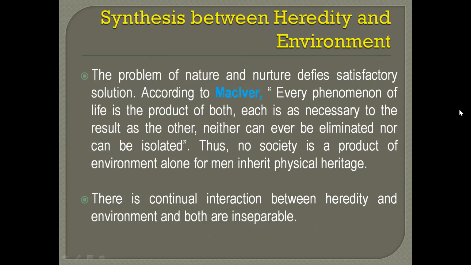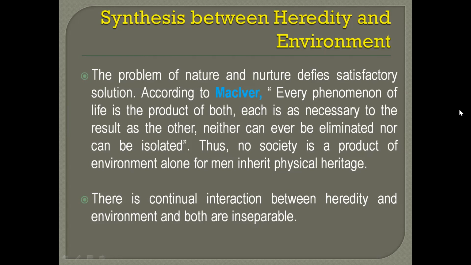Now, the synthesis between heredity and environment. No one can deny the importance of both factors. Both heredity and environment have a definite bearing in the shaping of children. Every living organism, whether a plant, an animal or a man, is not exclusively the product of either heredity or environment. The problem of nature and nurture defies satisfactory solutions. According to MacIver, every phenomenon of life is the product of both, heredity and environment. Each is as necessary to the result as the other. Neither can be eliminated nor isolated.